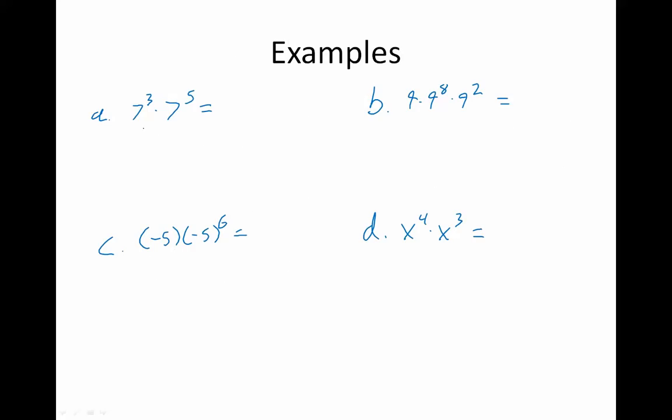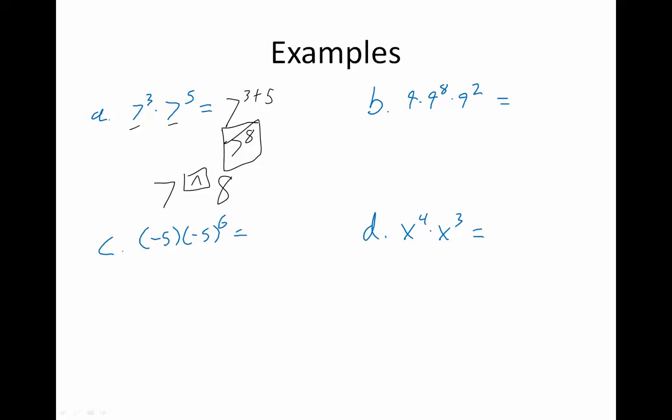So 7 to the third times 7 to the fifth. The base here is the same. So this is simply 7 to the 3 plus 5, which is 7 to the 8th power. Now, we can finish solving that. I could take a calculator and do 7 to the 8th power, which, by the way, if you're doing that on a calculator, there's a button that looks like a little up arrow. It's called a caret. That's how you would find that number.